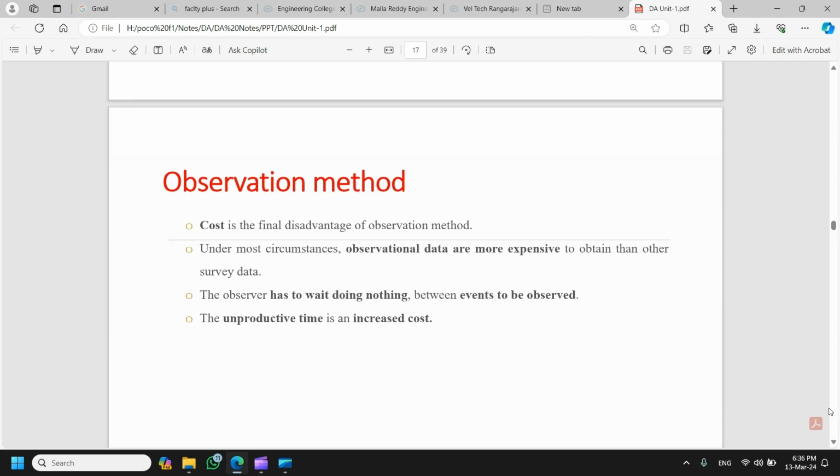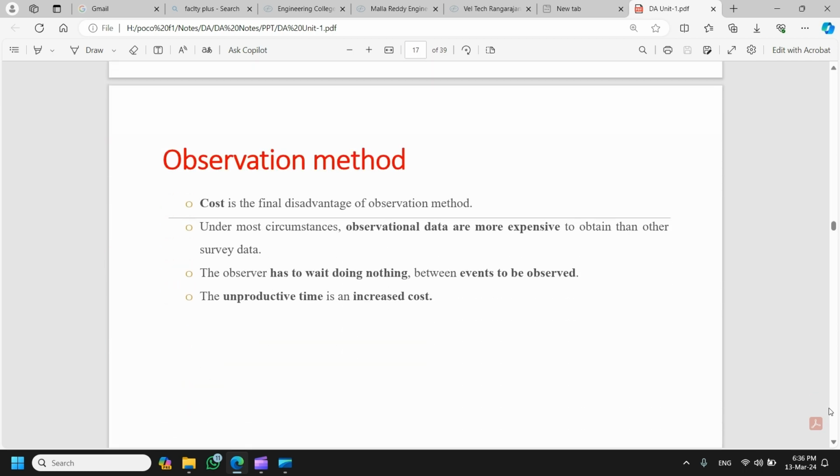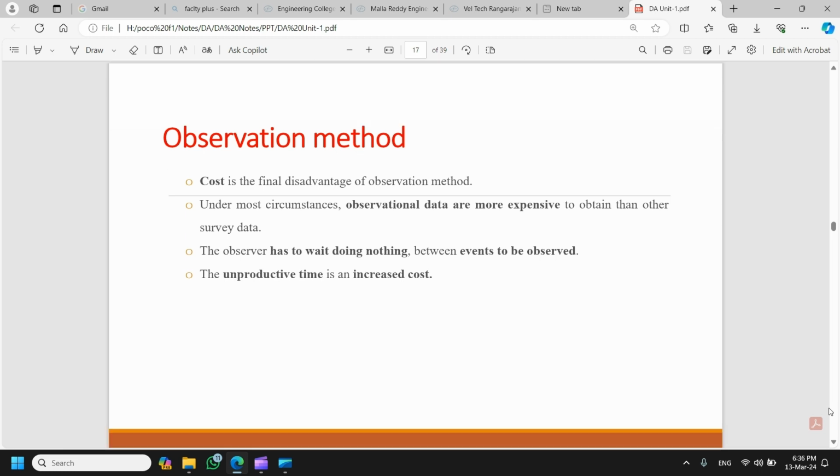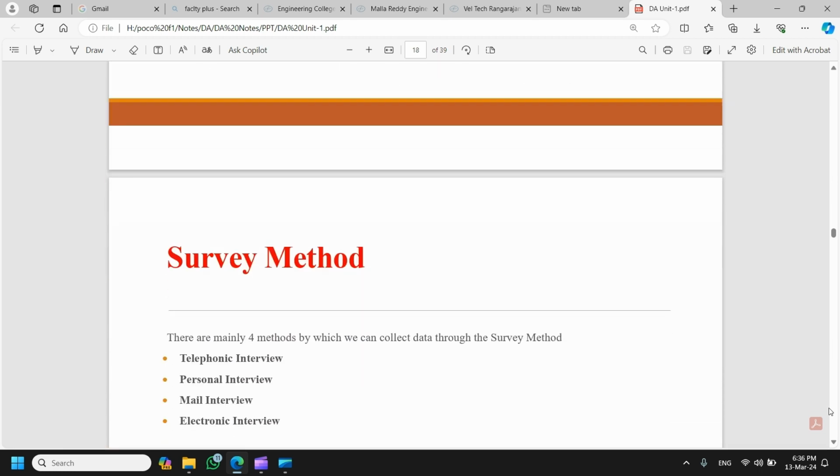Cost is the final disadvantage of the method, and observation data may also be more expensive, when an observer has to wait doing nothing between events to occur. This means unproductive time and also an increase in cost. That concludes the observation method.